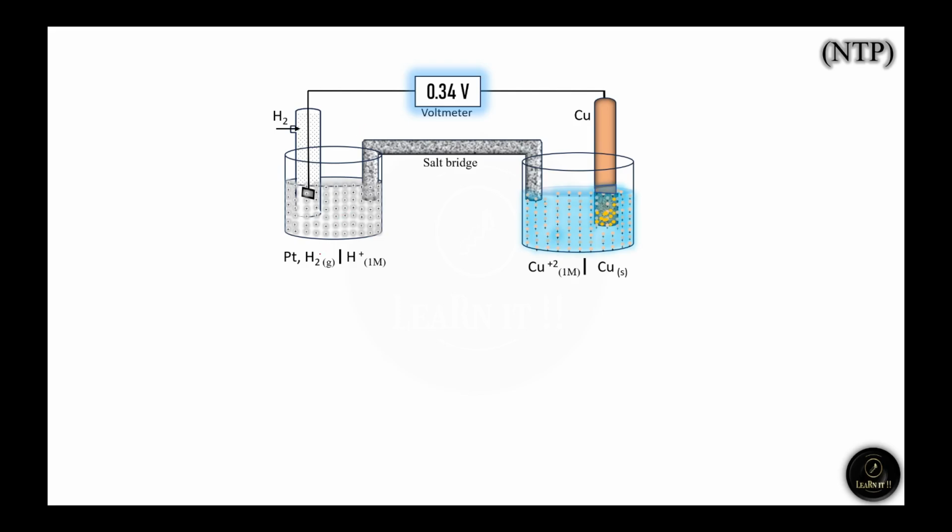Here the hydrogen is undergoing oxidation because the copper is undergoing reduction. So standard oxidation potential of hydrogen is 0 volt. So it means that this 0.34 volt is the standard reduction potential of copper electrode.